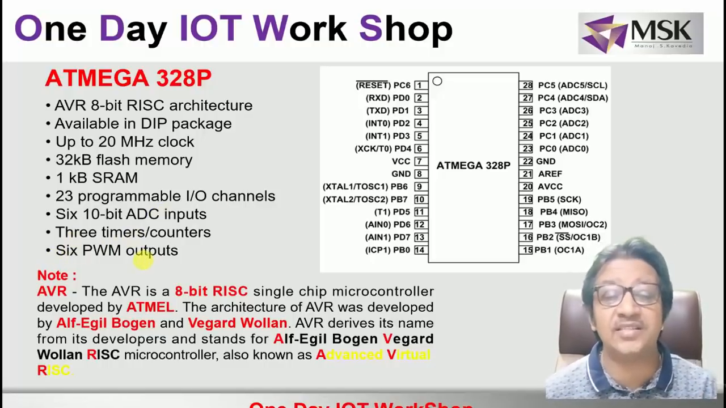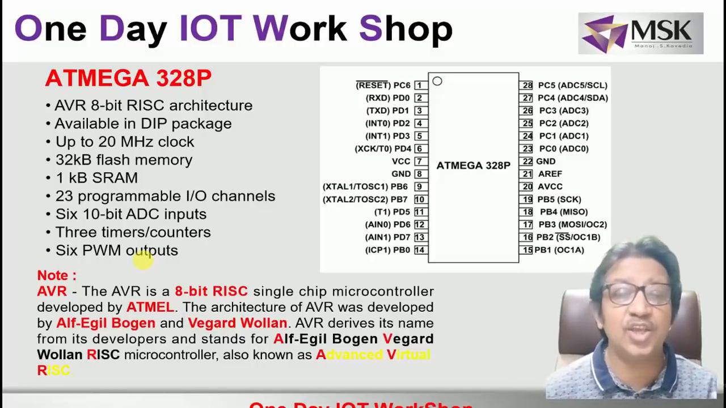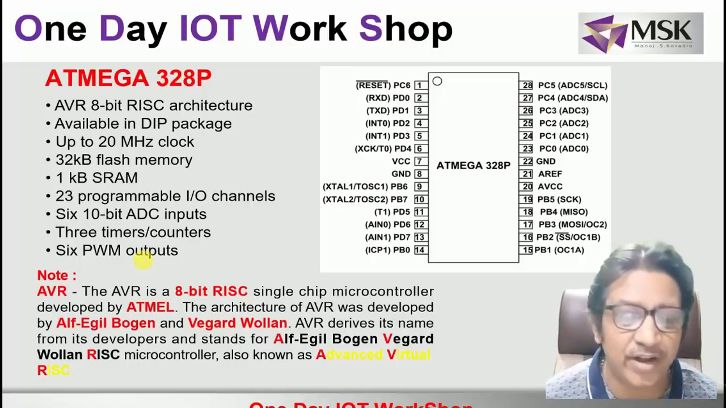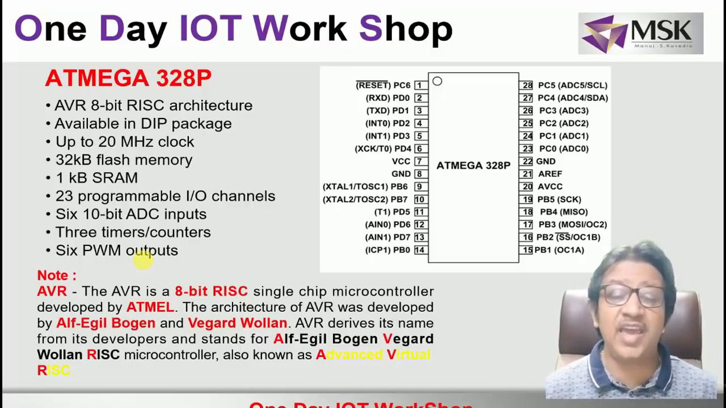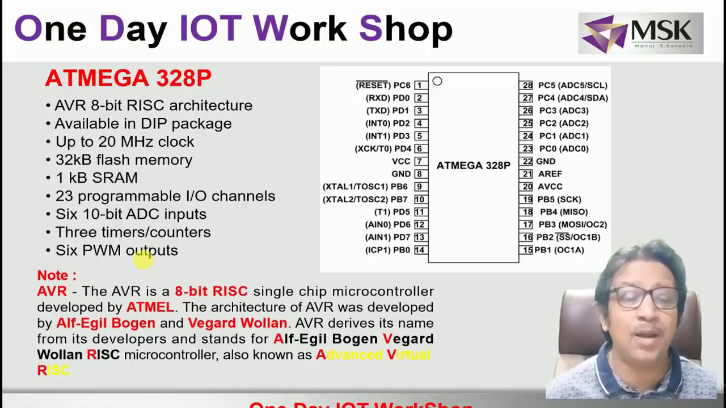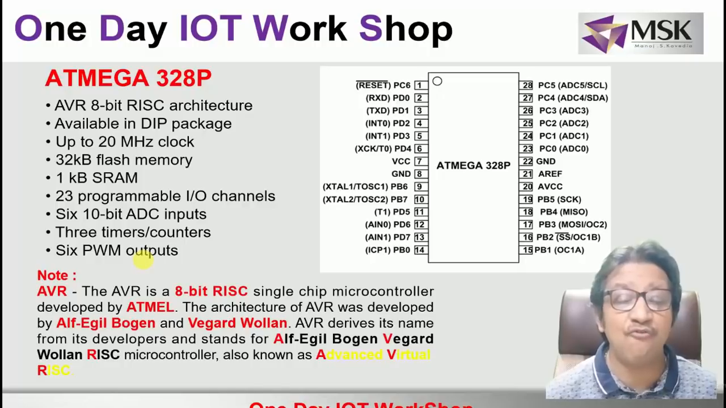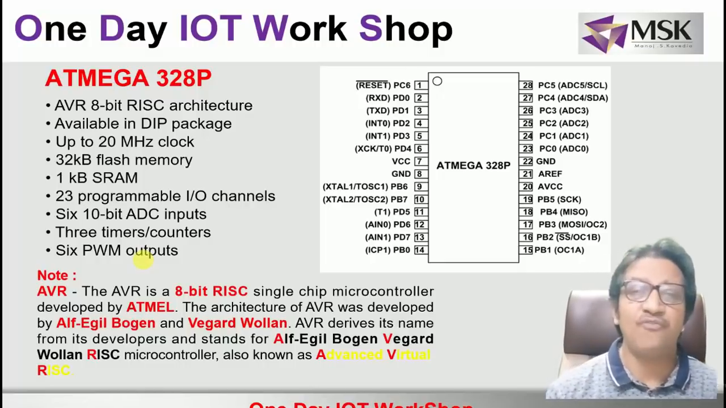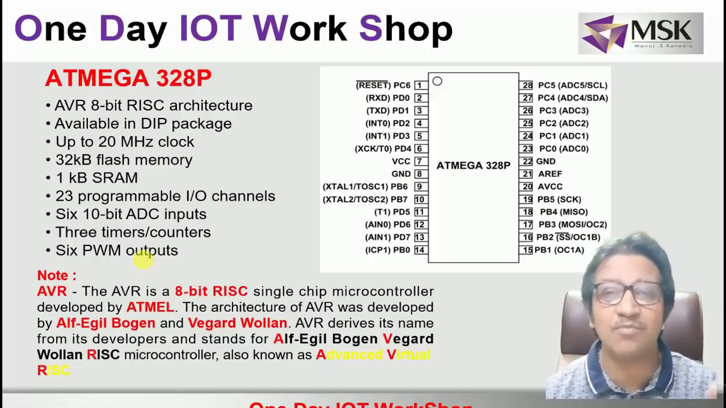So friends, these terms like RISC, DIP, SRAM, ADC, PWM may be asked in your questions, so please note down the full forms. Now, what does this AVR mean here? AVR stands for Alf-Egil Bogen and Vegard Wollan. Alf-Egil Bogen, Vegard and RISC make AVR. It is also known as Advanced Virtual RISC. Fine. So again, friends, these may be some questions for you.